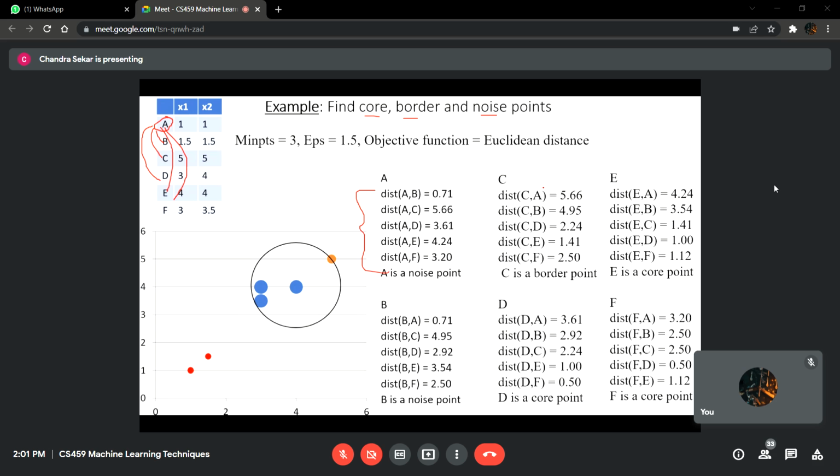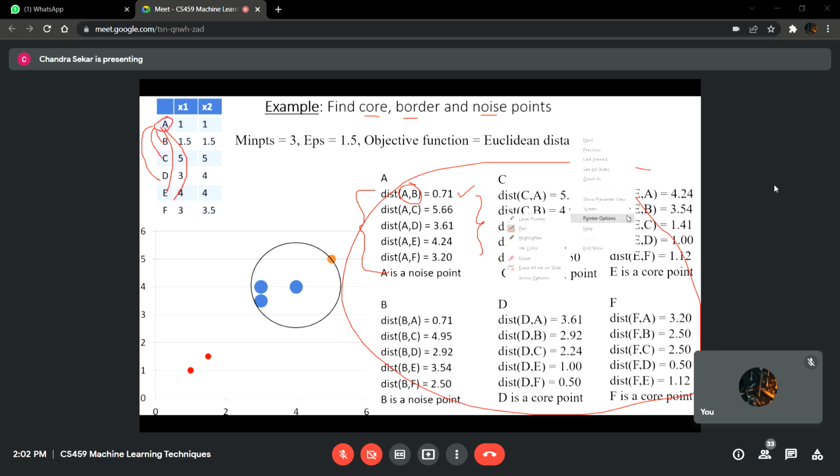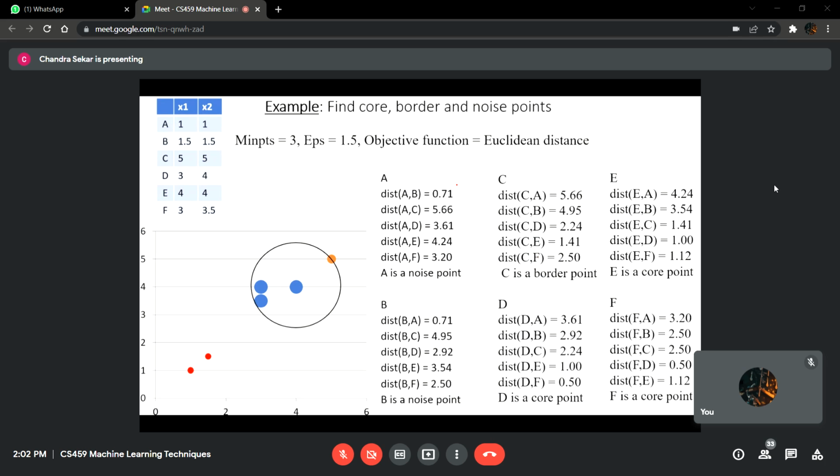Distance between AB, AC, AD, AE, and AF. Considering these two points and applying the Euclidean distance formula, you will get this distance value. Similarly, this entire problem will be calculated. Now we have this distance data, the distance between A and every other point B, C, D, E, and F. With this data, we can label each point as either core, border, or noise.